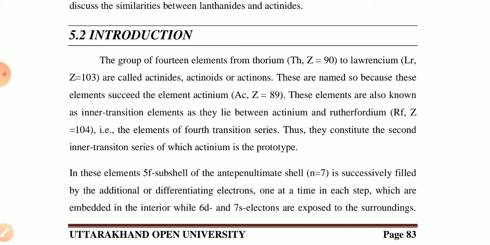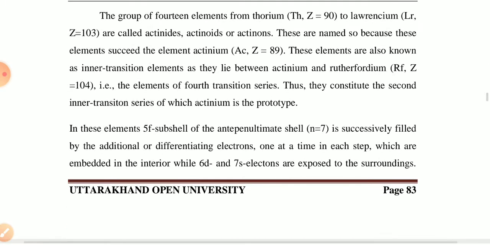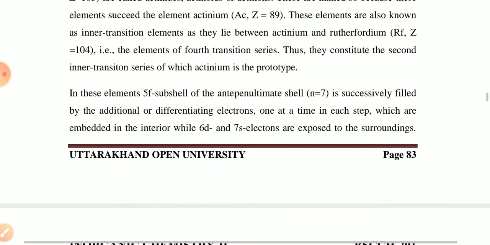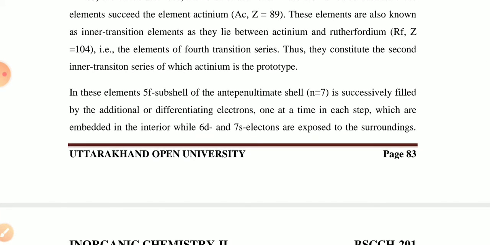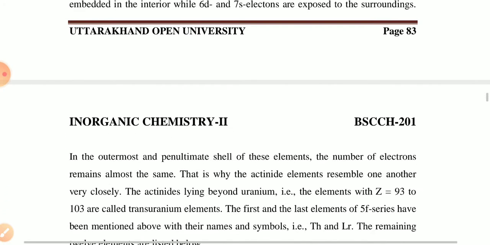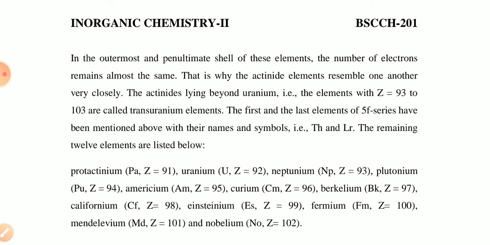In these elements, the 5f subshell of the antepenultimate shell, which is n equals 5, is successively filled by the addition of electrons one at a time. At each step, the electrons in the inner shell, which are 6d and 7s electrons, are exposed to the surroundings. So in the outermost and innermost shells of these elements, the number of electrons remains almost the same. This is why the actinide elements resemble one another very closely.